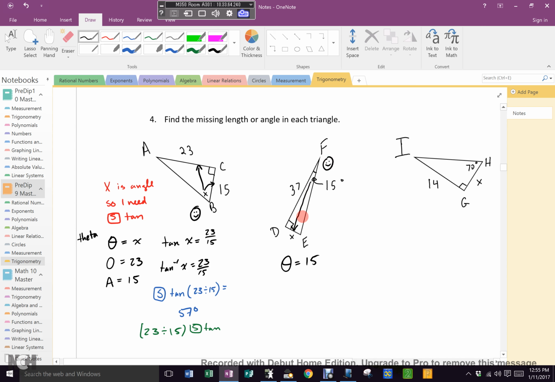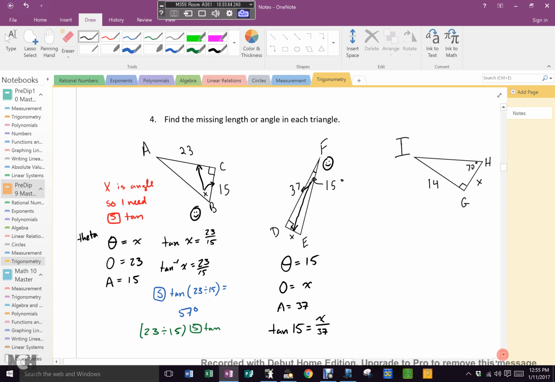What do I know? I have an opposite. What is it? X. I have an adjacent. What is it? 37. Then I just write it out. The tan of my angle. What's my angle? 15 equals opposite x over 37.